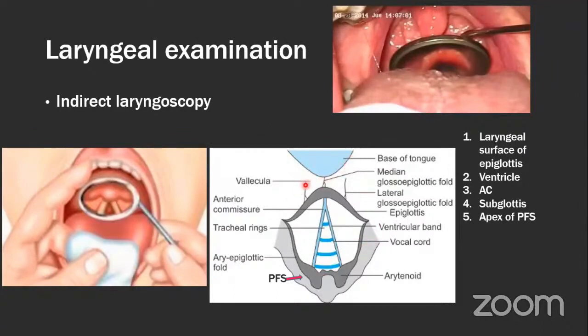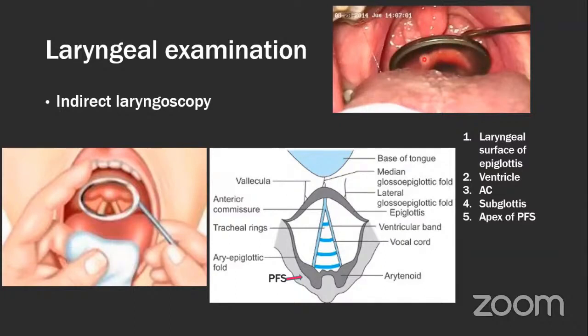First you see the base of tongue, then the median and lateral glossoepiglottic folds. And between this median and the lateral glossoepiglottic fold, there is the vallecula. Then you will see the epiglottis. Which part of the epiglottis? That is the lingual surface of the epiglottis. See, this is the base of tongue. So this part of the epiglottis, that is the lingual surface. The part which is facing the tongue is the lingual surface. The laryngeal surface is a blind area. You cannot see the laryngeal surface of the epiglottis in an indirect laryngoscopy. So you can see the lingual surface of the epiglottis.